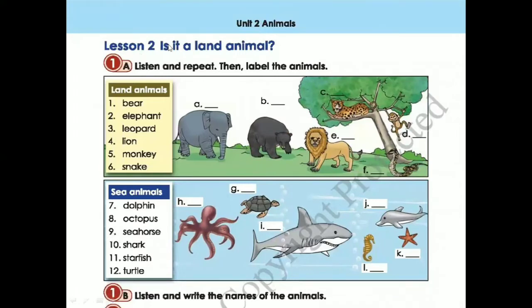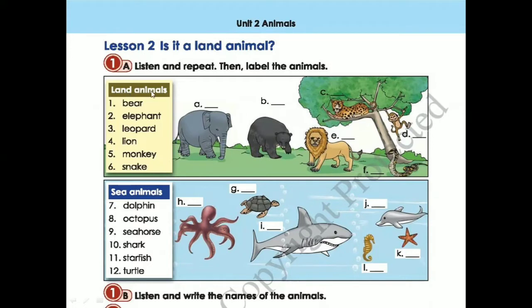Okay, unit two, animals. Lesson two. Is it a land animal? Number one, A. Listen and repeat, then label the animals.